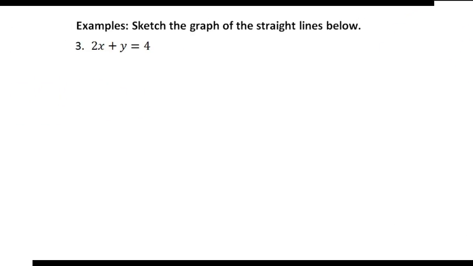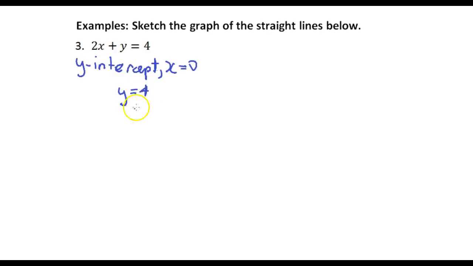In the third example, 2x + y = 4. y is not by itself, so this time we're going to use the full method. For the y-intercept, we set x equal to 0. This term disappears. 2 times 0 is 0, leaving y = 4. That's the y-intercept. For the x-intercept, set y equal to 0, so the y disappears, leaving 2x = 4.